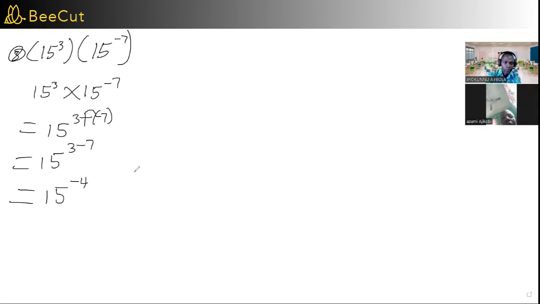Why is it minus 4? Because the first number is a small number compared to the other one that we are taking away. It's just like saying 3 positives and 7 negatives. If 3 positives cancel 3 negatives, we have 4 negatives remaining. That is why it is minus 4.